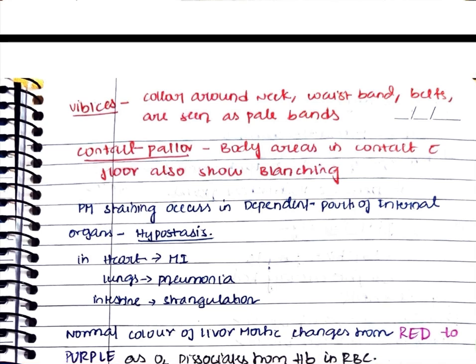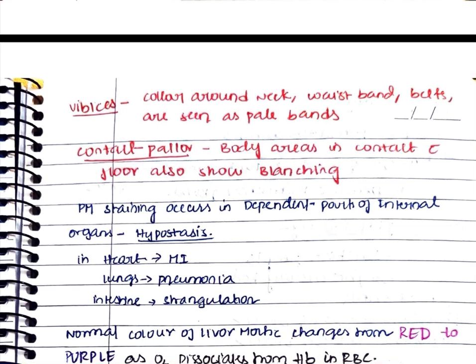The rest of the body shows red color or purplish red color because of the lividity, whereas the parts of the body which are attached to the surface below show blanching. That is contact pallor. Just the same phenomenon applies even in MBBS. If waistbands or belts are tightly wrapped around some part of the body, there you can see pale bands, but in the rest of the body you can see lividity, which is purplish red color.